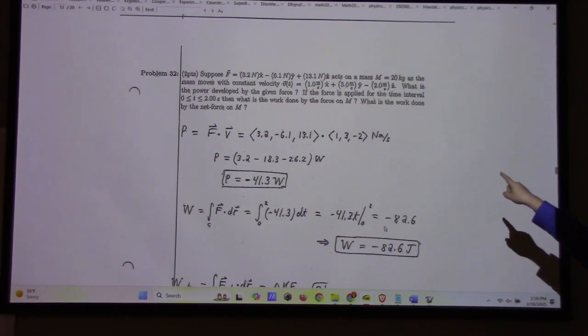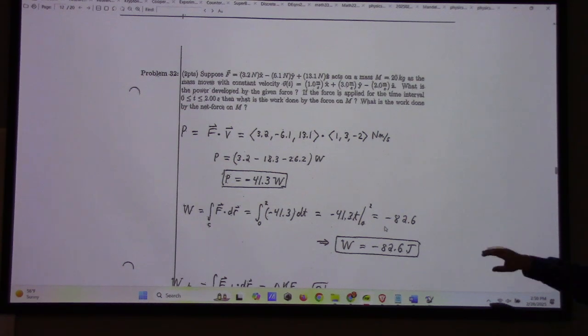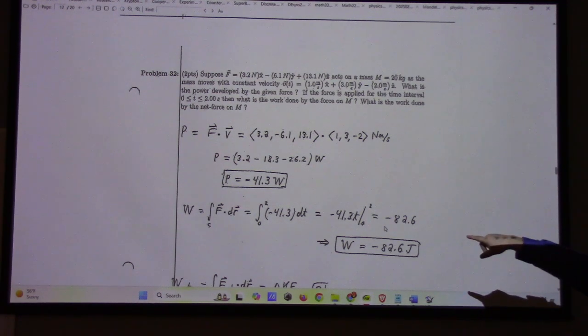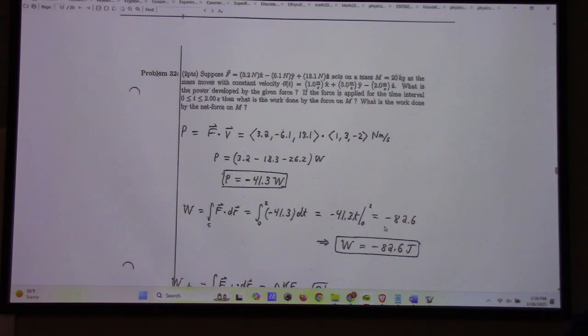Well, I told you it's a constant velocity. What does that mean? What's the change in kinetic energy for a constant velocity? 0. That means the net work done is 0. So if the work done by this force is not 0, then we know that there's another force involved, right? So there's another force involved besides the given constant force, obviously.